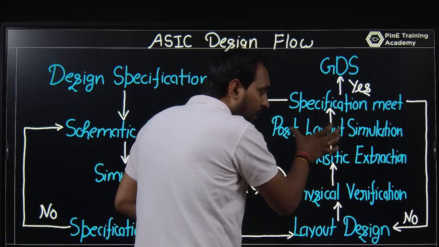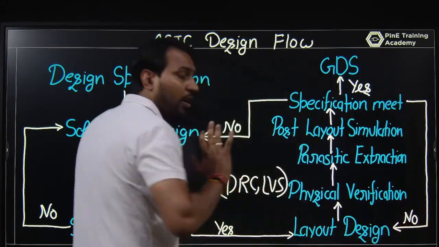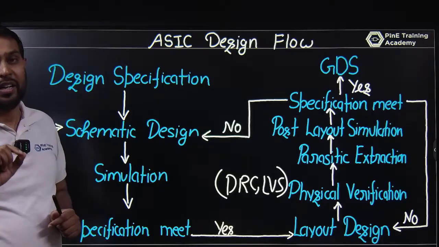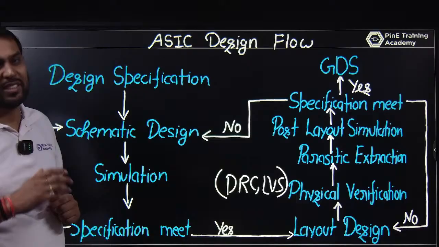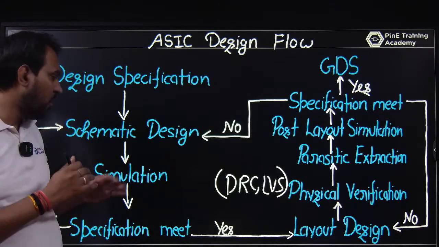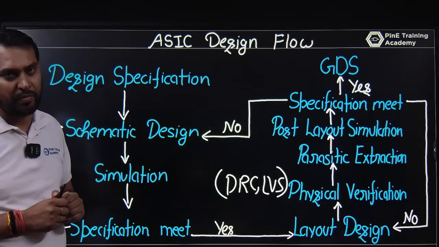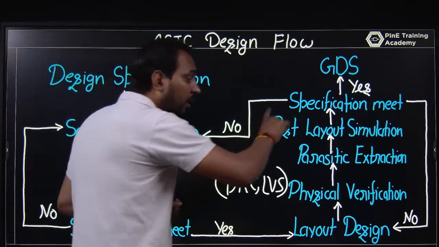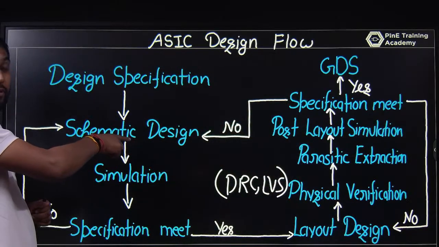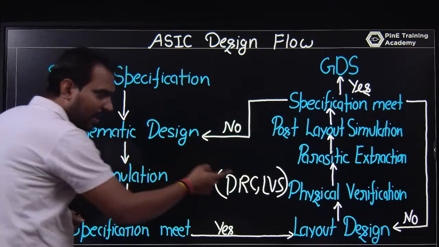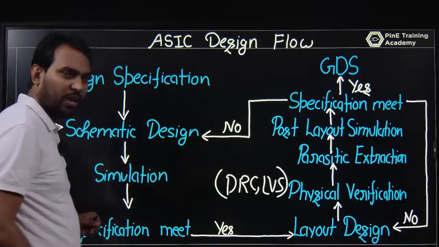If after post layout simulation the specification does not meet, you will go for layout design and check where the high RC is, and what the output difference is between the schematic simulation and the post layout simulation. You can go for the layout design or you can go for the schematic design. Why am I going for schematic design? Layout design is okay; that means you have a layout problem, so you can go for layout design.